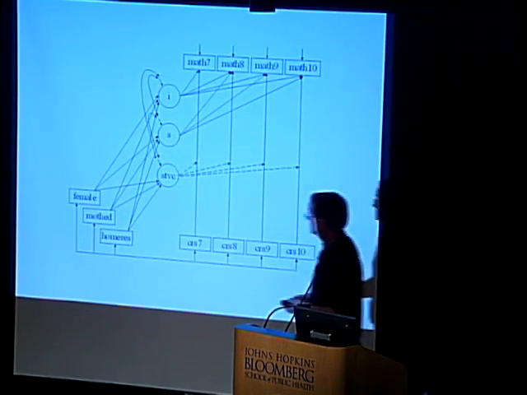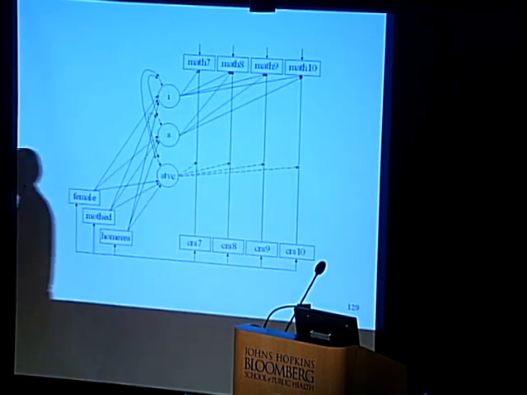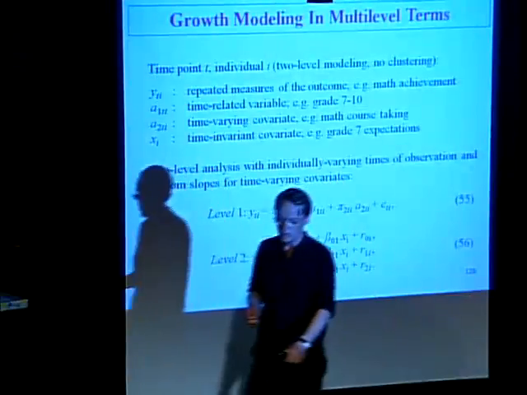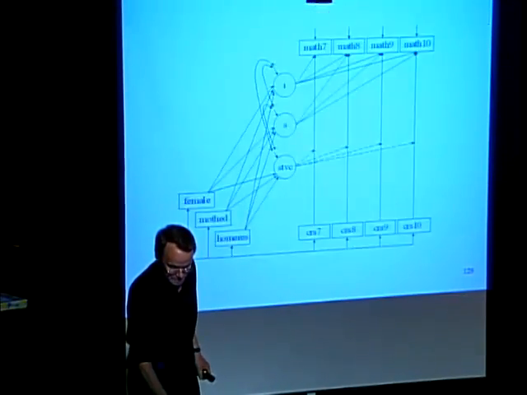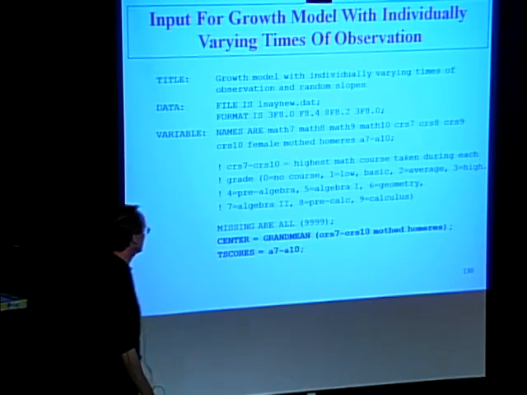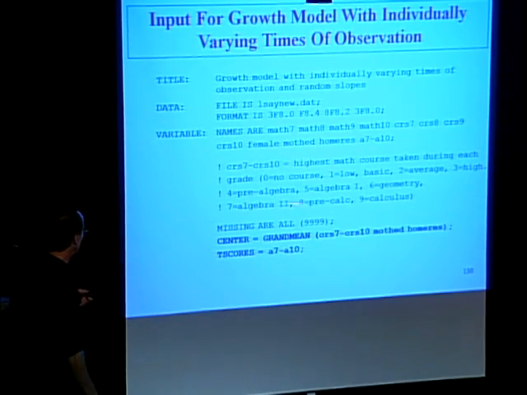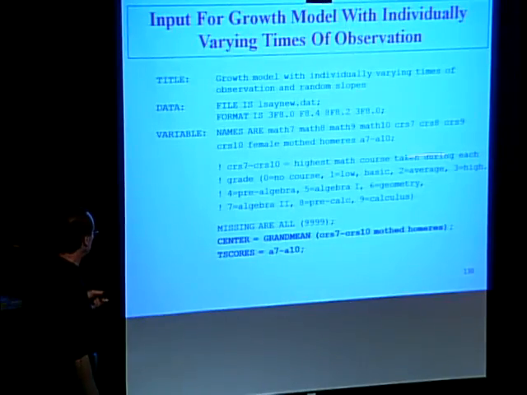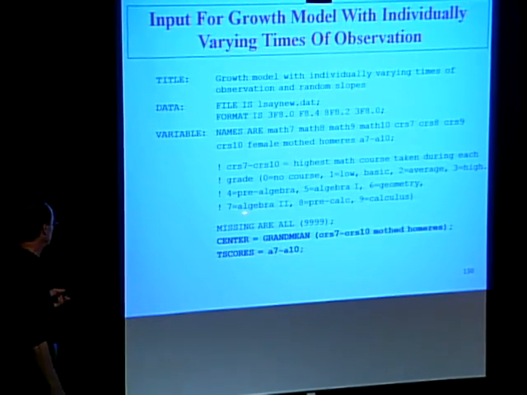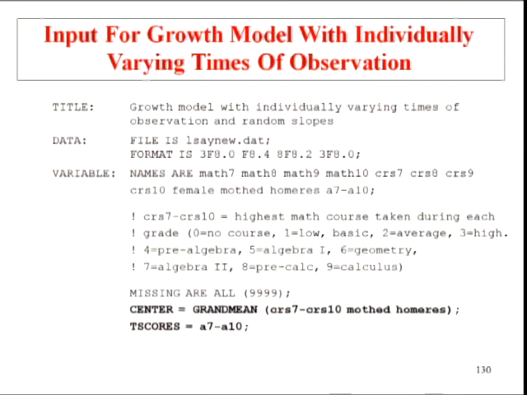So that is an interesting model, as we will see when we talk about the interpretation here in a second. How do we do it in Mplus? Oh, here you have it on this slide 130. Course taking, highest math course taken during each grade, pre-algebra, algebra, geometry, algebra, pre-calculus. This is sort of a continuous variable then, going from 0 to 3, 0 to 9, I guess.